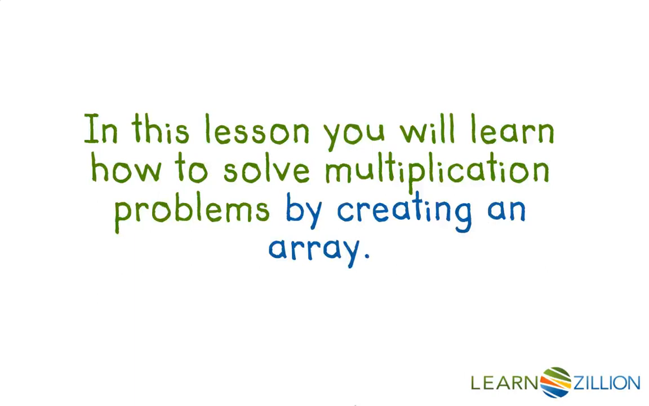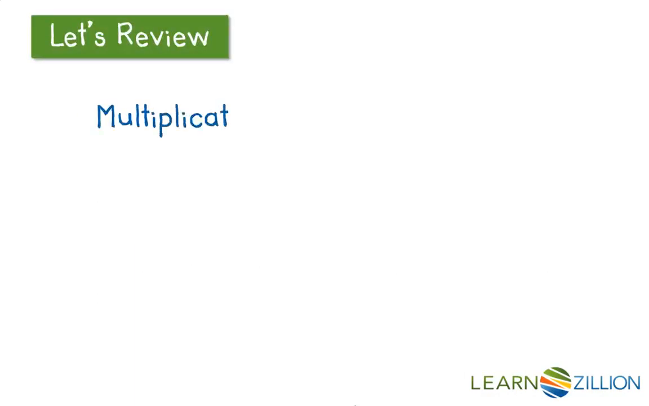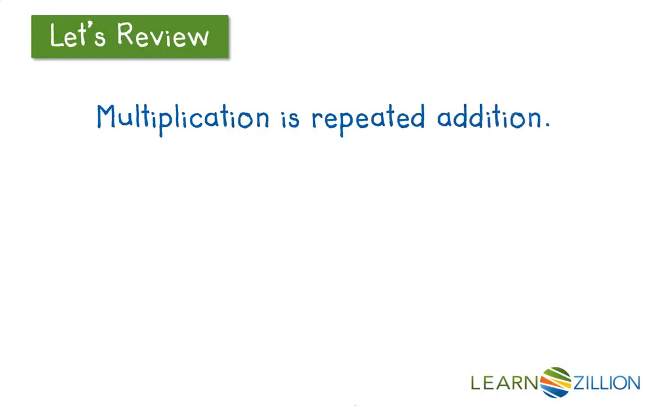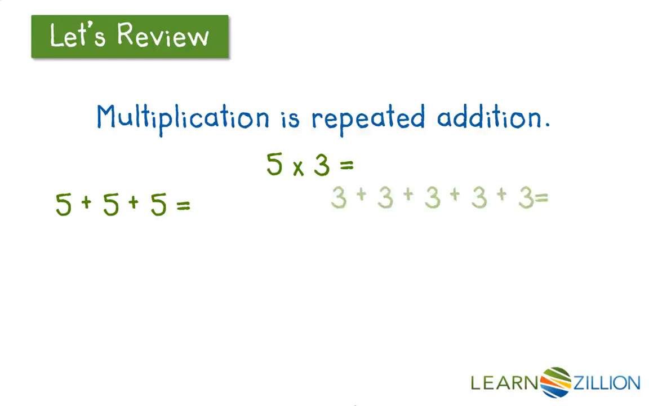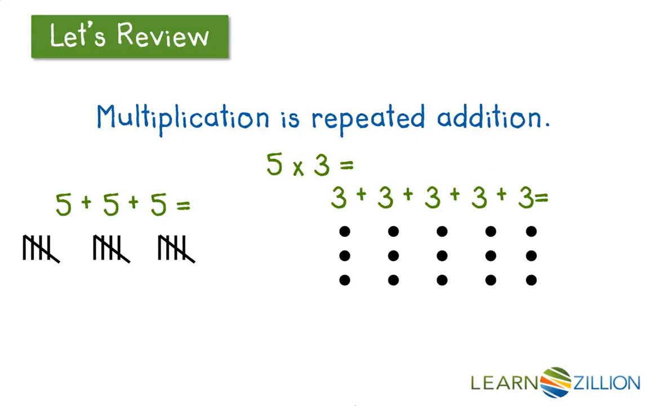In this lesson, you will learn how to solve multiplication problems by creating an array. Let's review. You already know that multiplication is the same as repeated addition. 5 times 3 can be rewritten as 5 plus 5 plus 5, or 3 plus 3 plus 3 plus 3 plus 3. I could also show 5 plus 5 plus 5 as 3 groups of tally marks. Or, under each of these 3s, I could draw 3 dots to represent 5 equal groups of 3. If I count all these dots, I will find the total or product of 5 times 3, which equals 15.